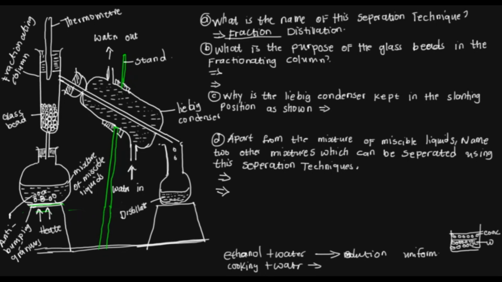Okay, so number 2. What is the purpose of the glass beads in the fractionating column? So the glass beads, this is where they are. Now the way the glass beads are made, they are made to allow one substance to pass through, whereas preventing the other substance from passing through. What we are saying is, let's assume the mixture that we are trying to separate here is ethanol and water. So the purpose of this technique, we want to separate the two.